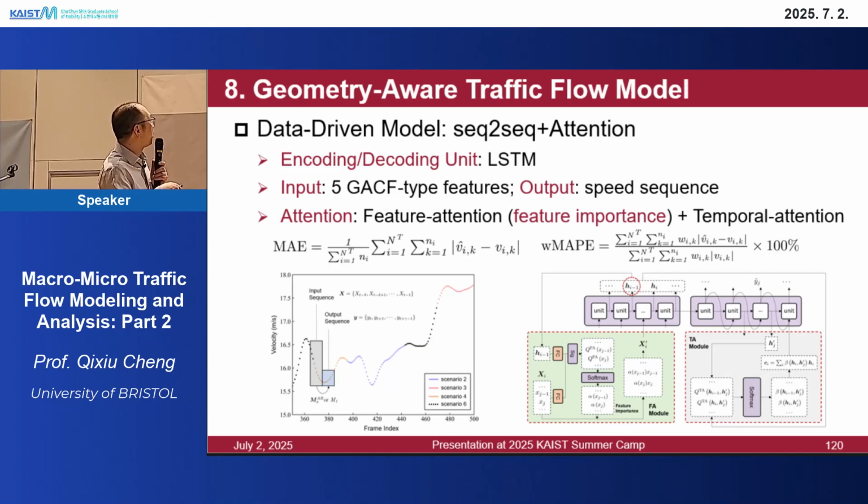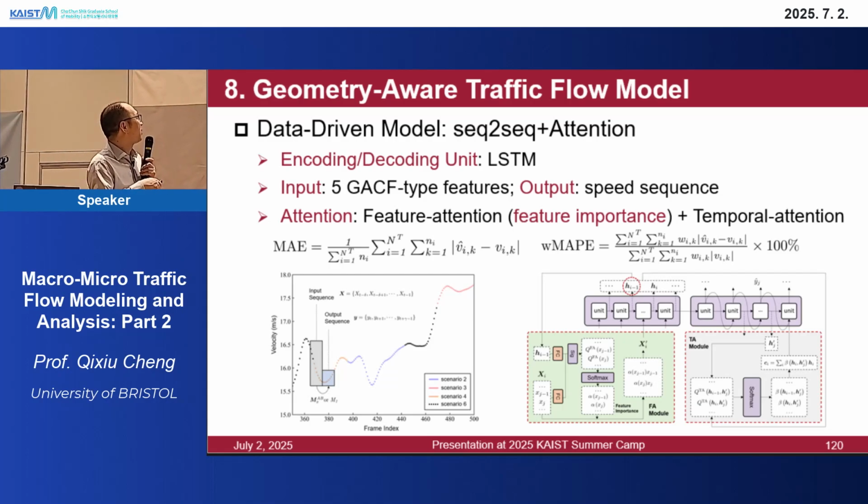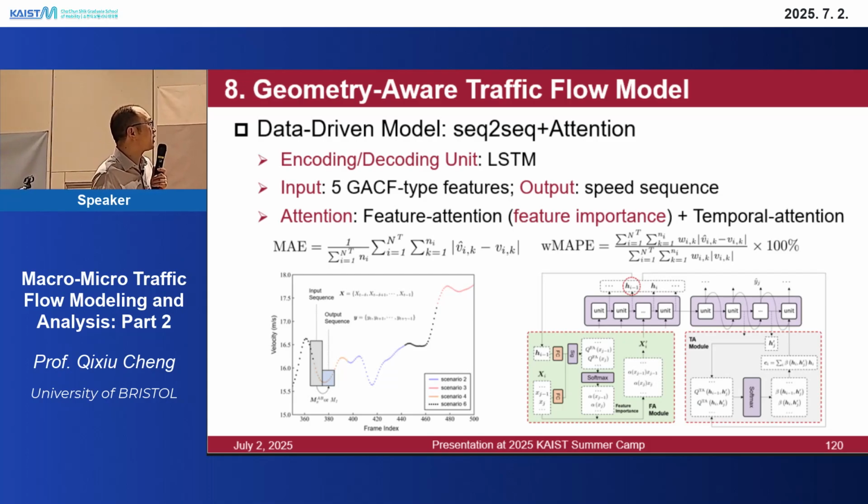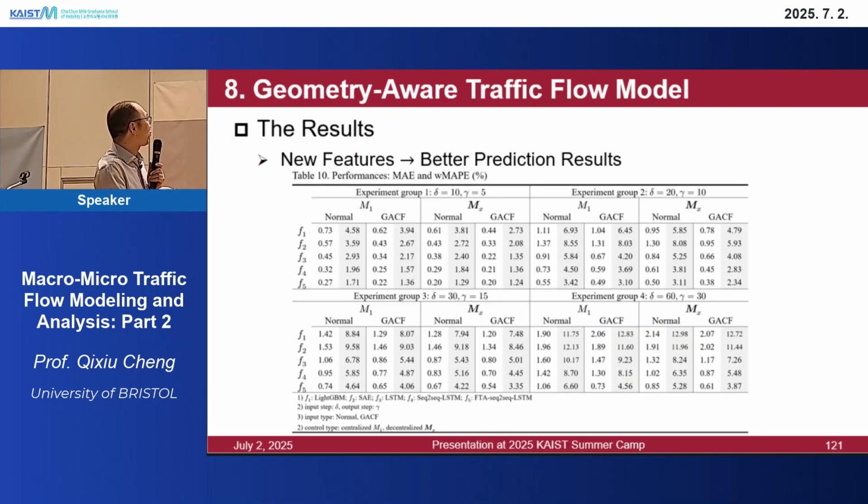For the encoding and decoding unit, we use LSTM, and for the input, we use these 5 different features. For the speed, there are 2 features. For the space headway, there are 2 different features. And for the output, it is the speed sequence. For the attention module, we use feature attention, including feature importance, and also a temporal attention model. Okay, I will show the results.